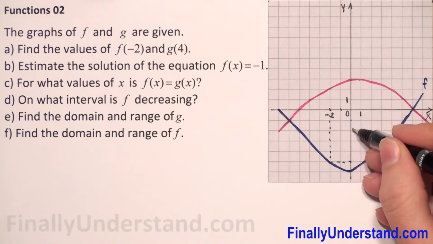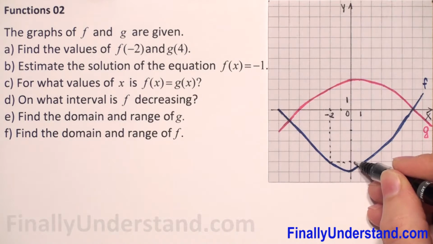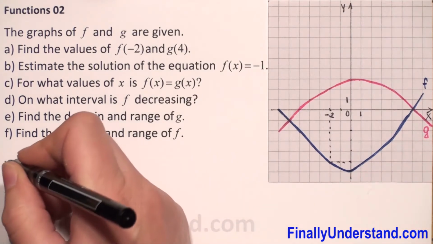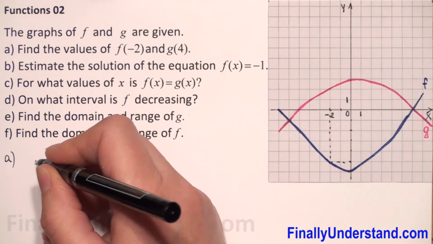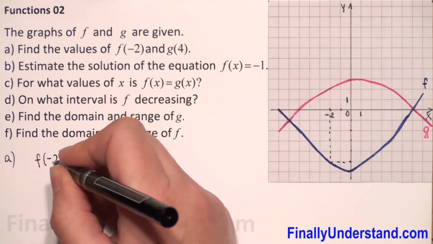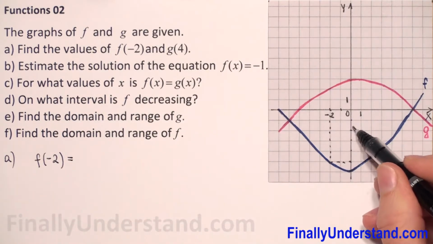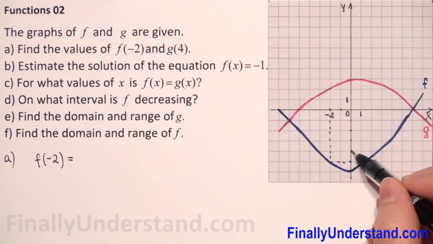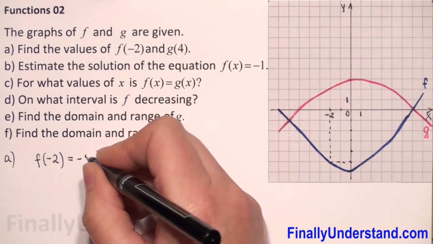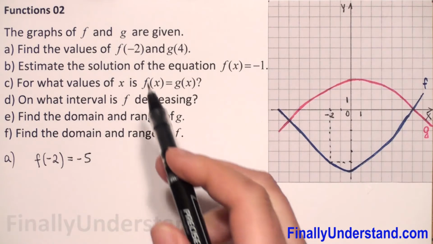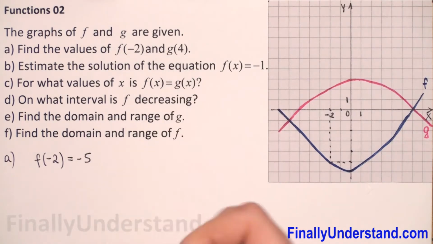It will be negative 1, negative 2, negative 3, negative 4, negative 5. So we have the answer for the first question. f of negative 2 is equal to negative 5. Now we have to find the value of g of 4.